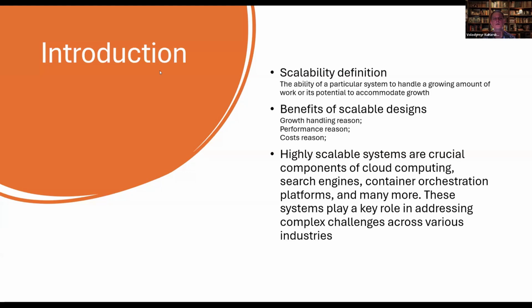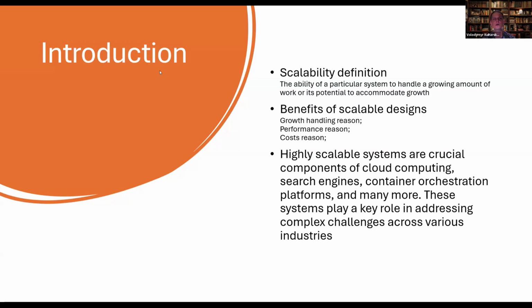their users. The ability of a particular system to handle a growing amount of work or its potential to accommodate growth defines scalability. Scalability is crucial in system design for a few reasons. First reason, growth handling. A properly scalable product should handle the increasing number of users. Second reason, improved performance. A properly scalable product should degrade performance more gradually. Third reason, optimized costs. A properly scalable product should save business investment in hardware to operate according to the load.